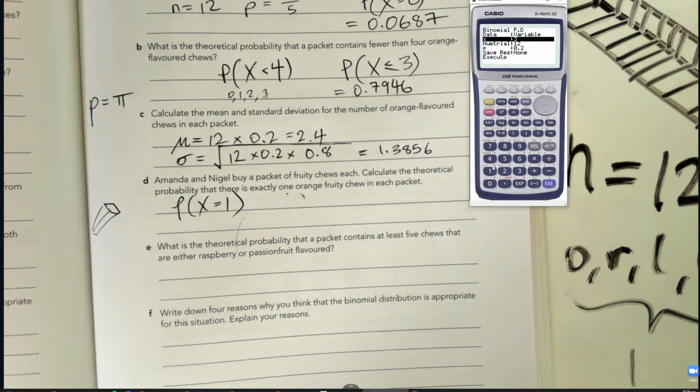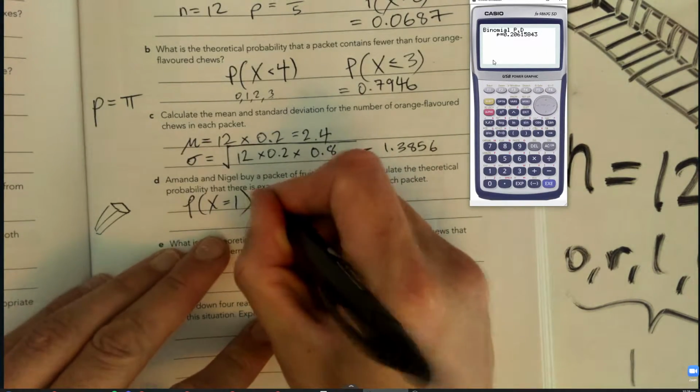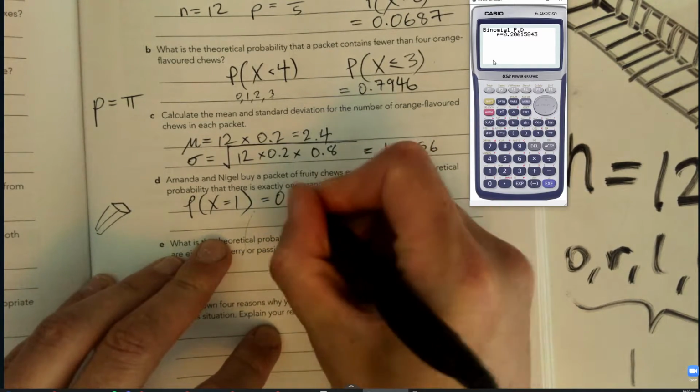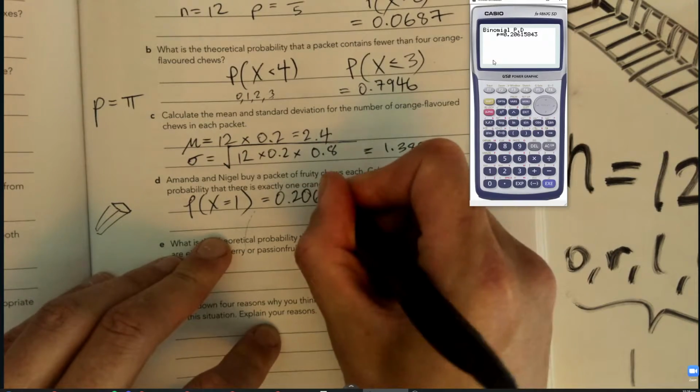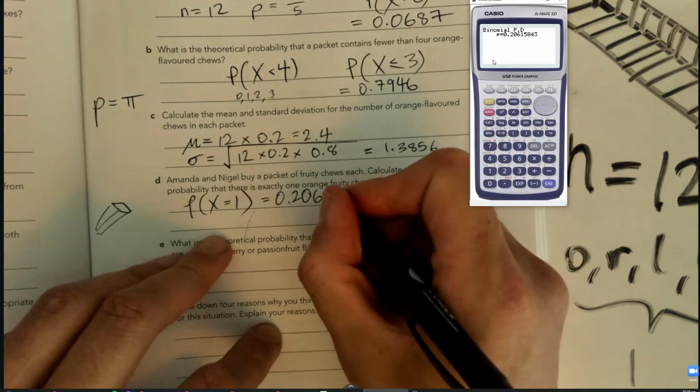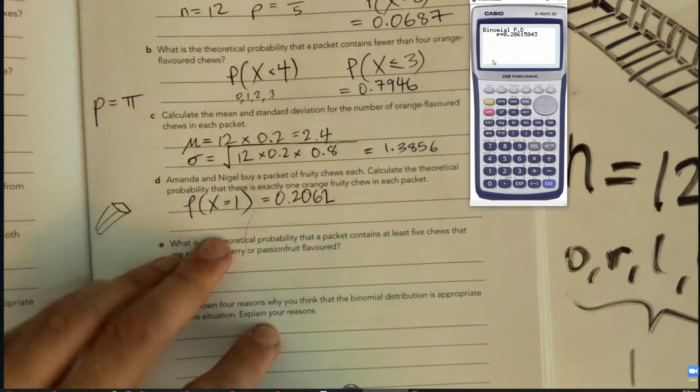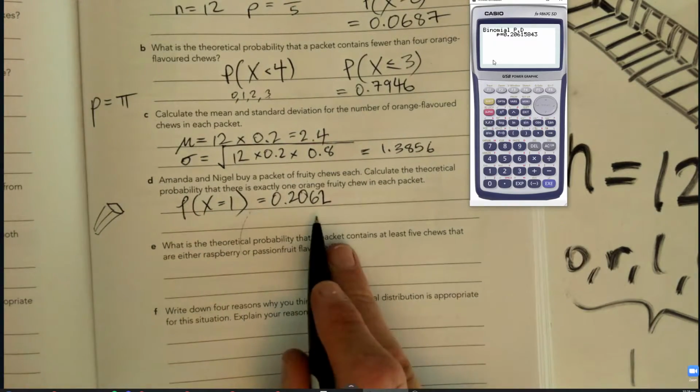I'm just going to change that number to 1. Oh yeah, it's like a 20% chance. 0.2061. Oh, no, that should be a 2, I bet. Don't worry, I can change it. That's a probability of it happening.